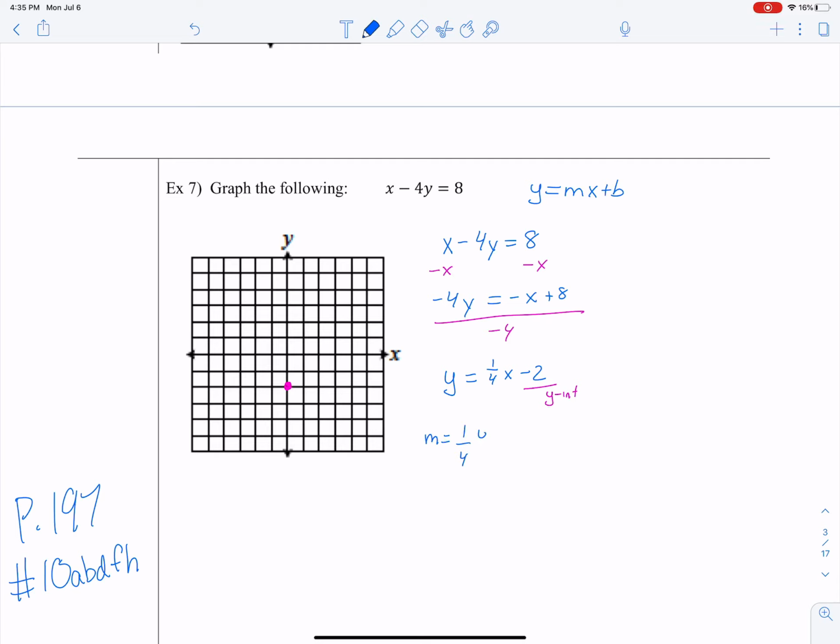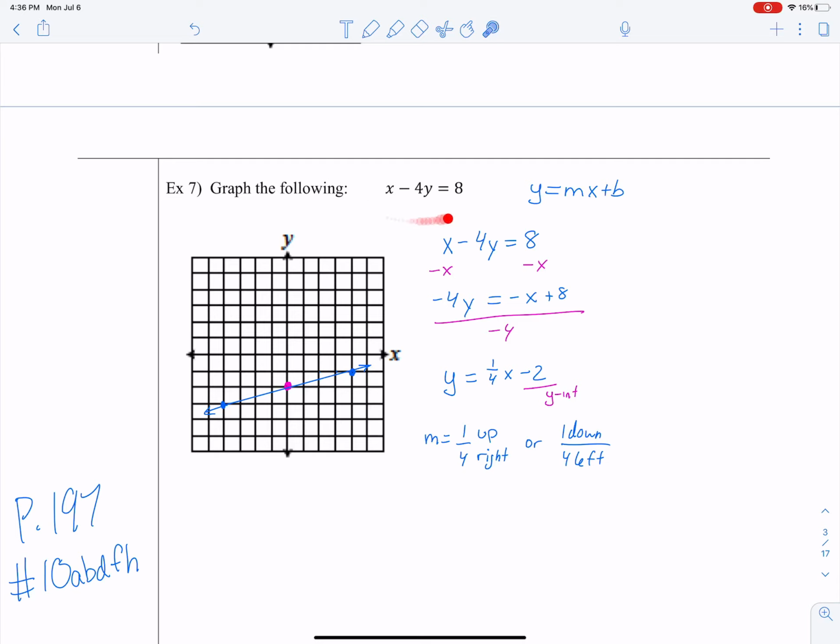They're both positive. So we have 1 up over 4 right, or we can do 1 down, 4 left, either way. So we'll do 1 up, 4 right, 1, 2, 3, 4. And then I'll do the other way, 1 down, 4 left, 1, 2, 3, 4. Okay, so there's some points. Now I could draw a line in between those points. There's my line.